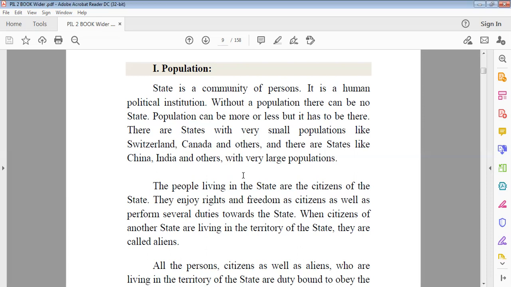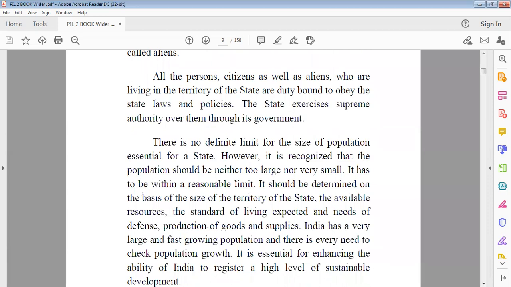The people living in the state are the citizens of the state. And they enjoy rights and freedoms as citizens, as well as perform several duties towards the state. So when citizens of another state are living in the territory of the state, they are called aliens. I don't think that this adds something new to your knowledge. All the persons, citizens, as well as aliens who are living in the territory of the state are duly bound to obey the state laws and policies. The state exercises supreme authority over them through its government.